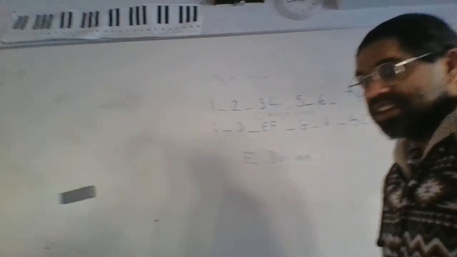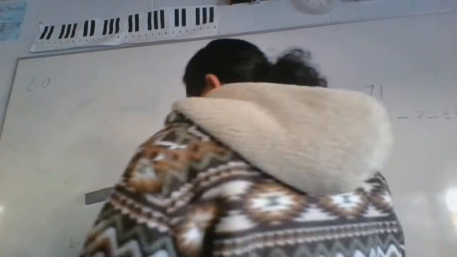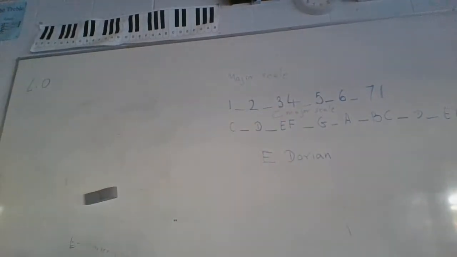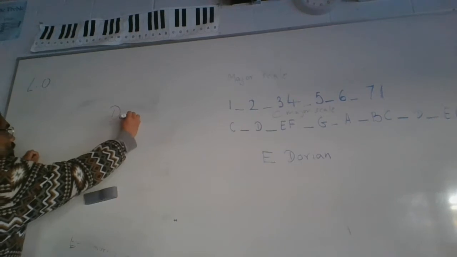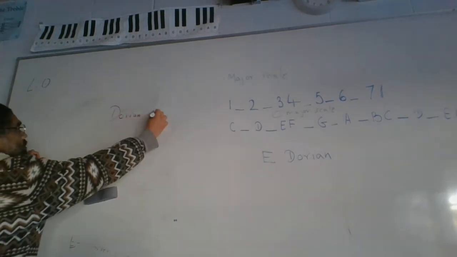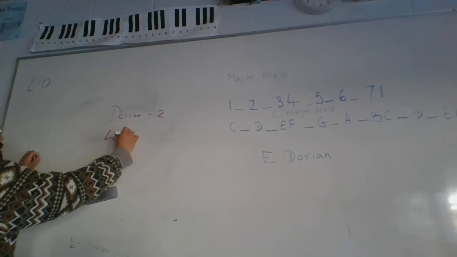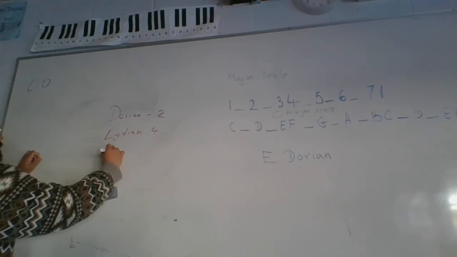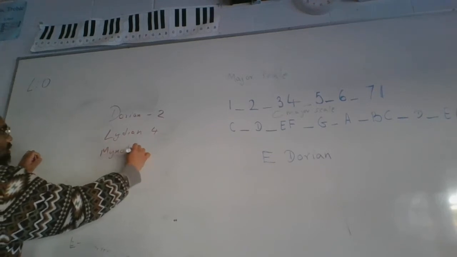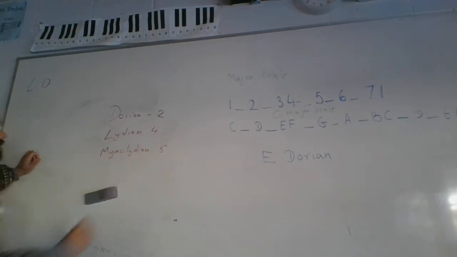In fact, let me write that down here. I'm going to write this down so I can get a darker color. So Dorian starts on 2, the Dorian mode. Can you see that? Dorian starts on 2. Lydian starts on 4, and Mixolydian starts on 5. It's very easy.